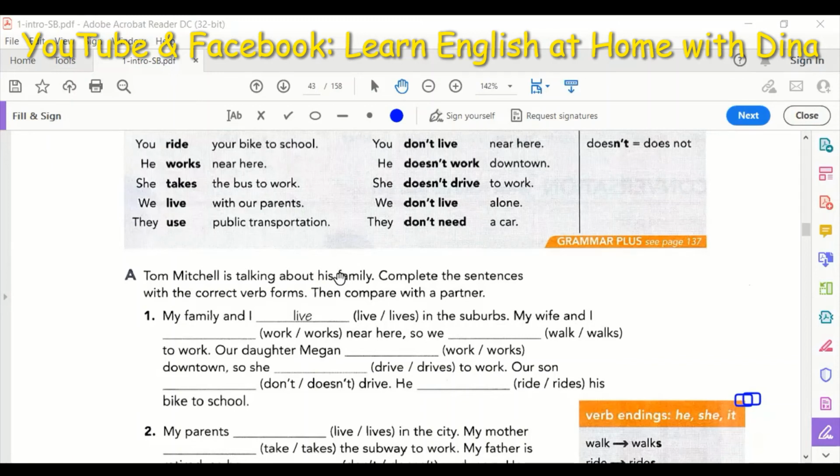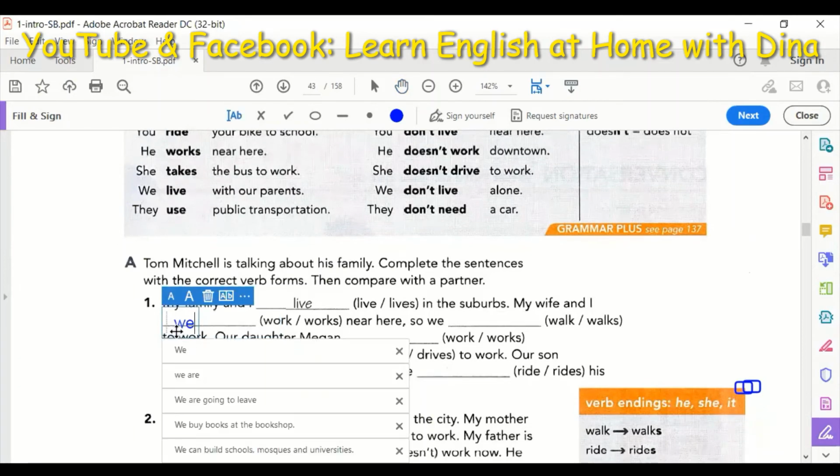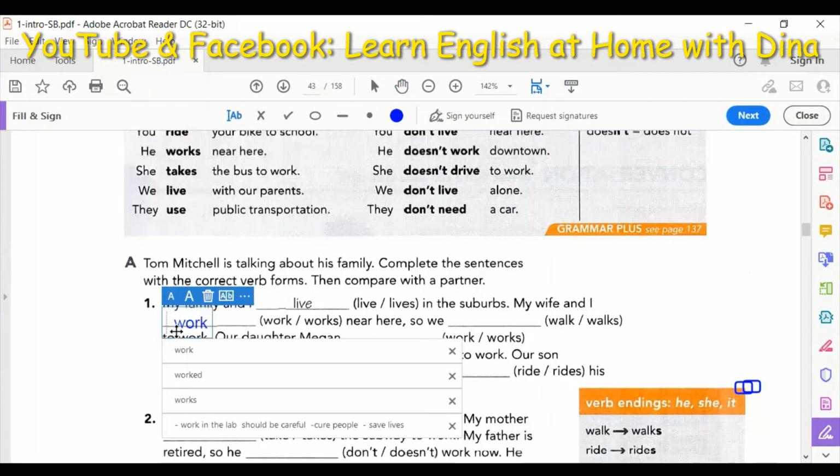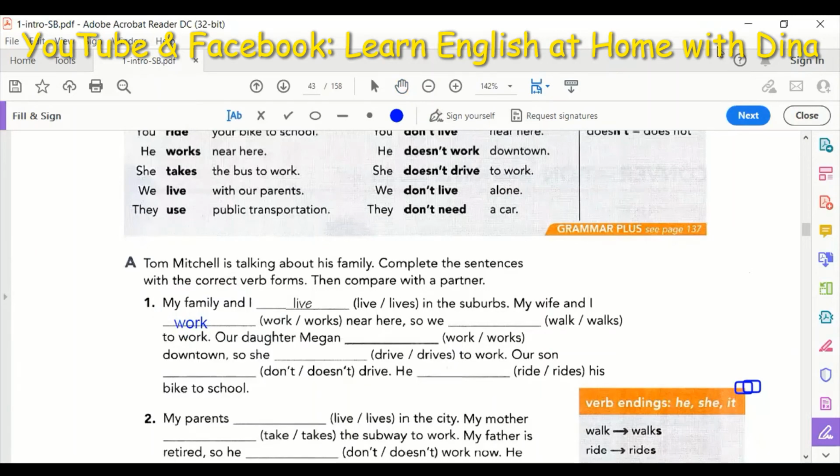Yes, perfect. Yes, very good. You are all right. Perfect. All correct. Of course we choose the verb without S, because my family and I is we, so we work near here. Okay, the next one. So we walk or walks to work? We walk or walks? Perfect, Sama. Thank you. The first, yes, walk. W-A-L-K, Mr. Ahmed.